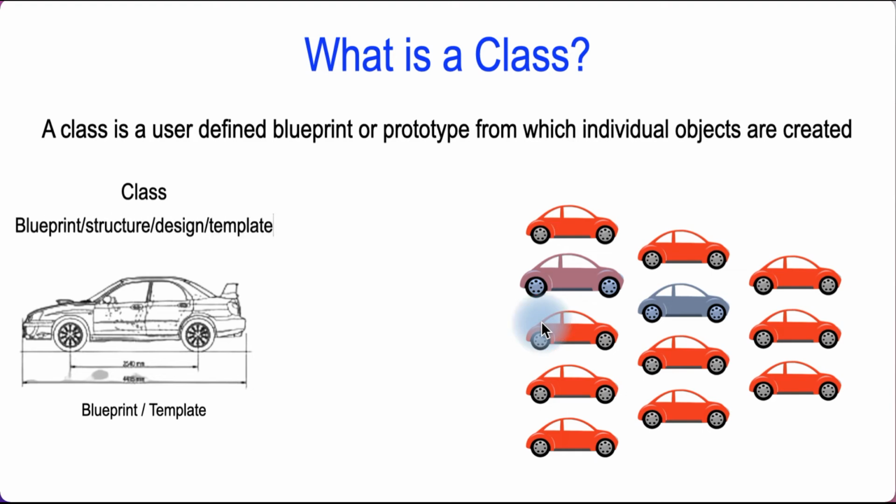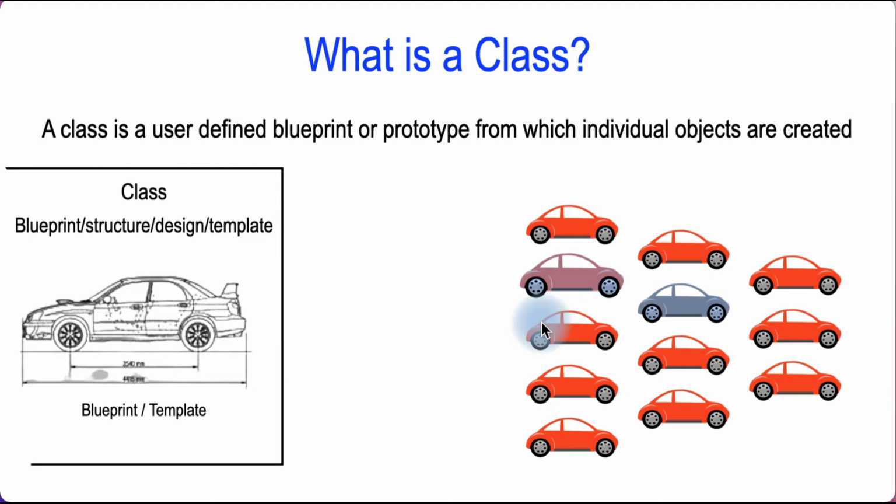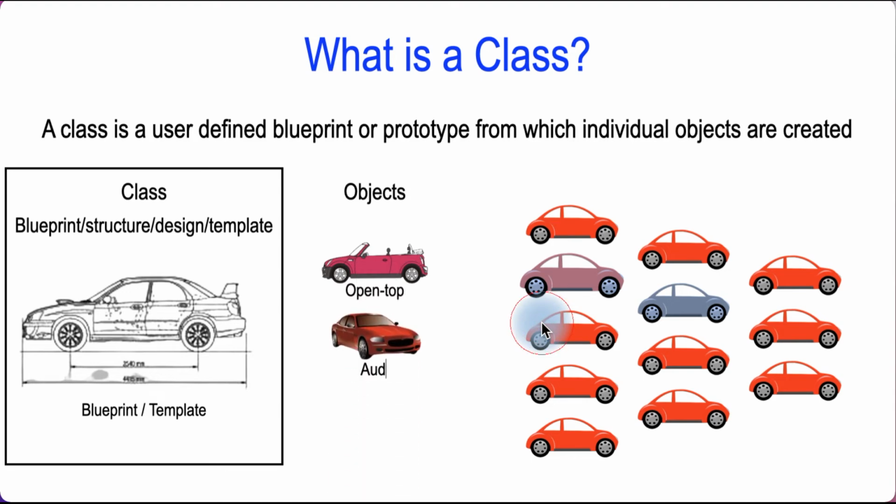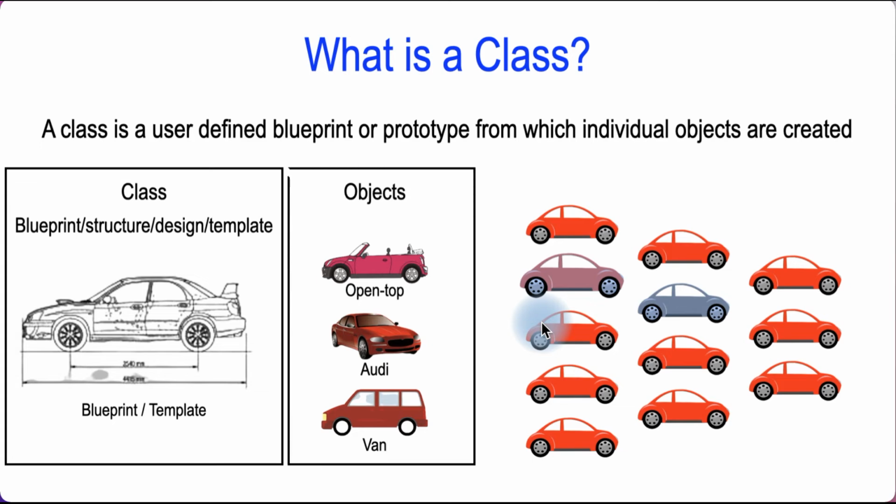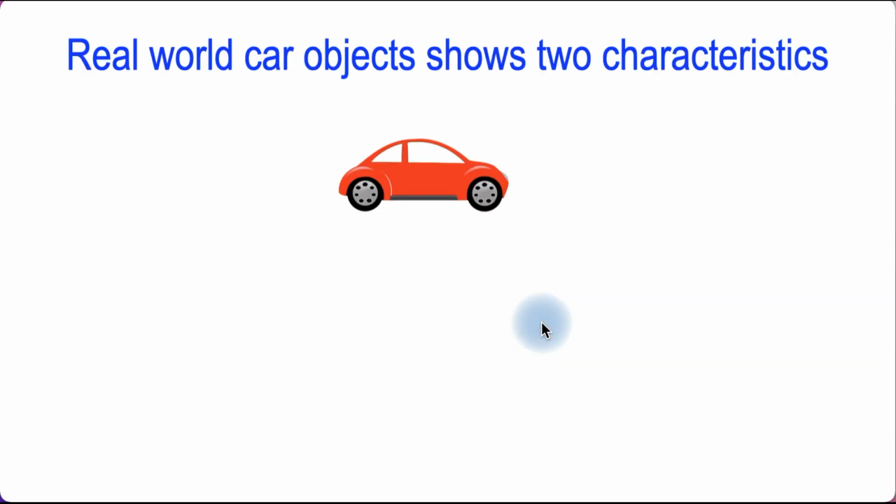It is a blueprint or structure, or you can say a design, or a template. From this we can create different objects like an open-top car, an Audi car or a van, because these objects have similar properties of the blueprint. Objects we can also call instances of the class. So the objects have the properties of the blueprint, the properties of the class.